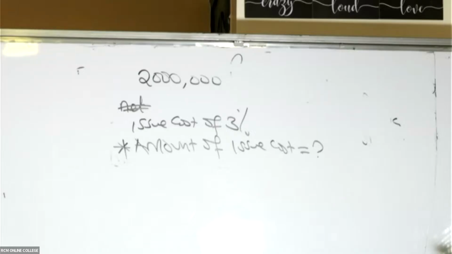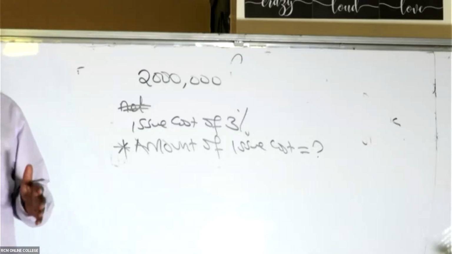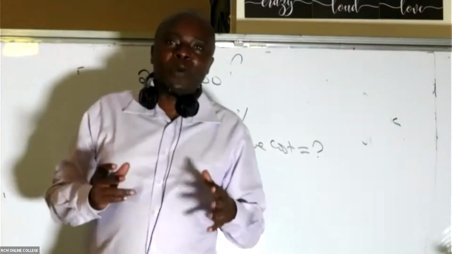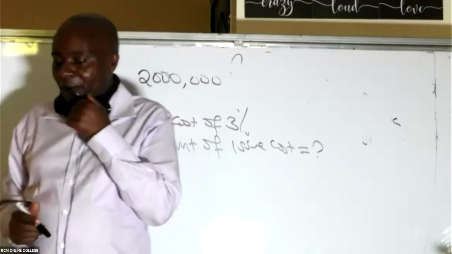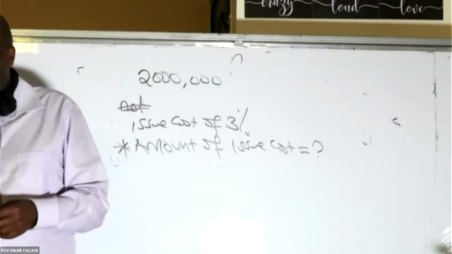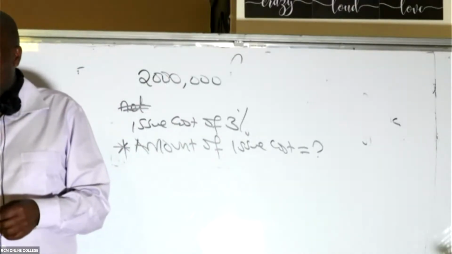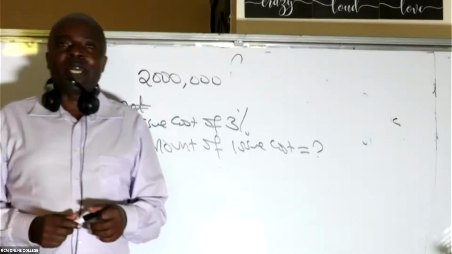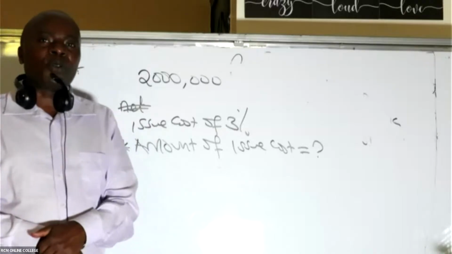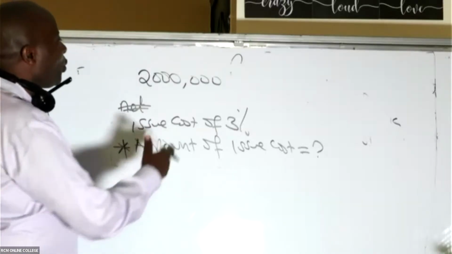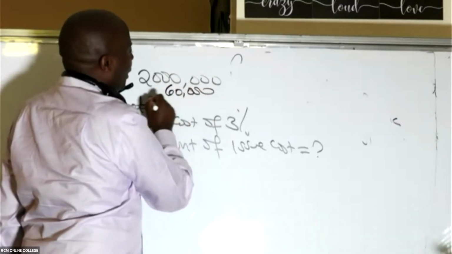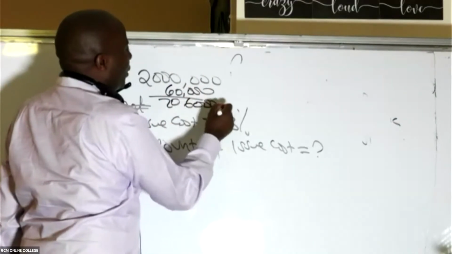Oh, they are giving me 60,000. Brilliant. Can you kindly put a big wrong there? A very big wrong there. All right. So does that mean that he borrows 2,060,000? So do you want to tell me that if this is 60,000, he borrows 2,060,000? Is that the case?